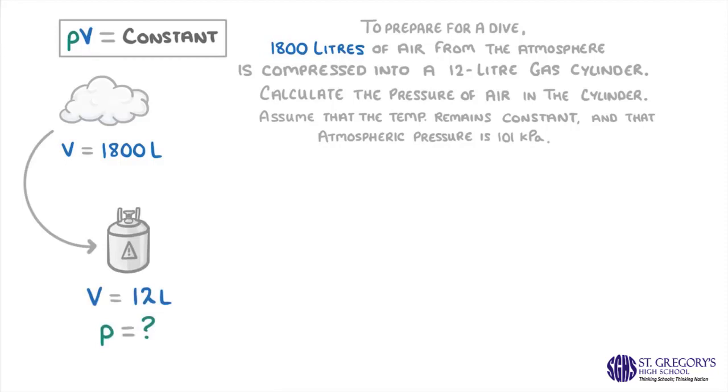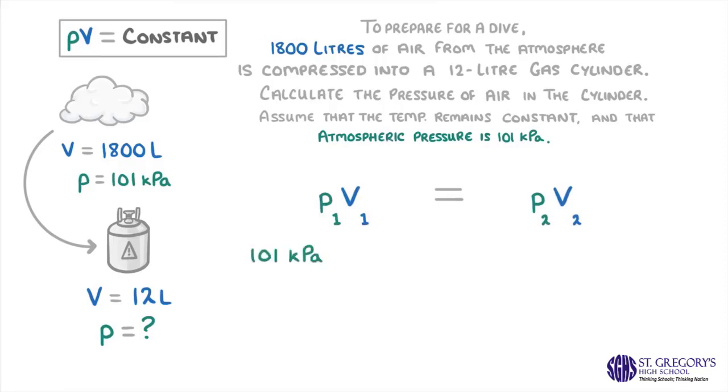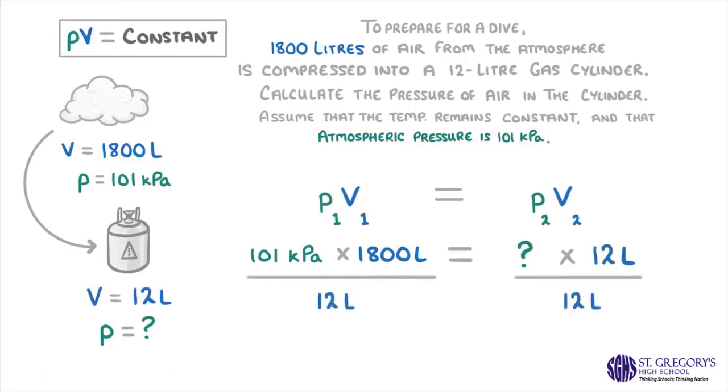The key thing to notice though is that atmospheric air will have a pressure of 101 kilopascals. So if we take the equation we just mentioned, all we have to do is substitute in 101 times 1800, which will equal something times 12. Then we just divide both sides by 12, and that'll give us a pressure of 15,150. And importantly, that will be in the units of kilopascals, as we used kilopascals for the units of our atmospheric gas.